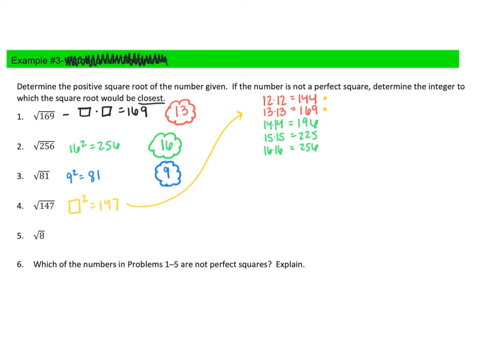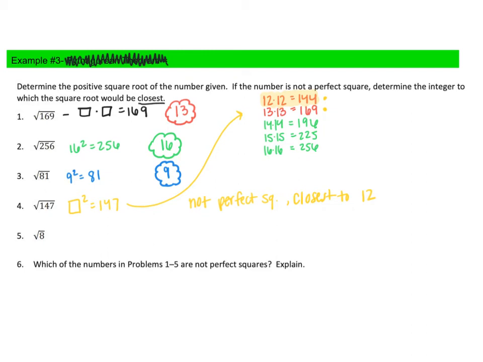Well, I think that it's closest to 144, right? It's 147. It's only 3 numbers off. So I'm going to say that this is not a perfect square. And it is closest to 12. Okay, it's closest to 144 root.